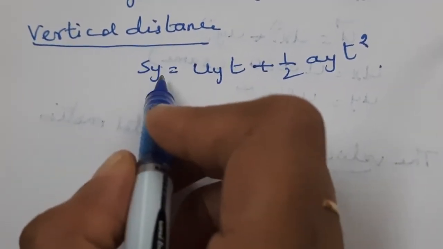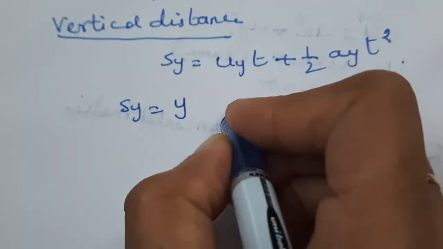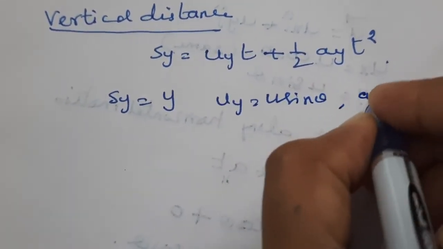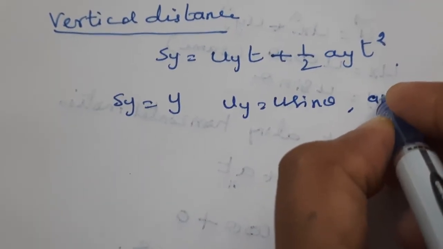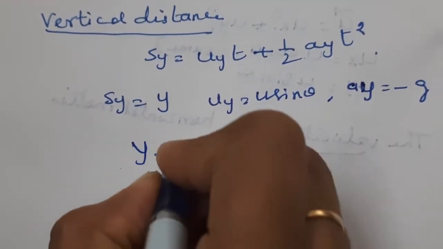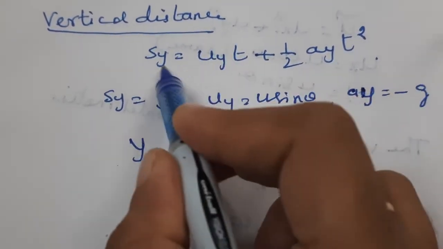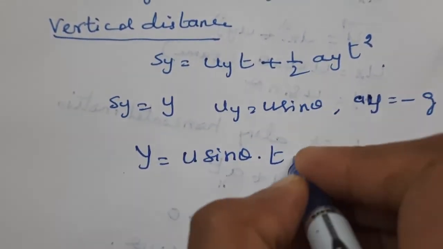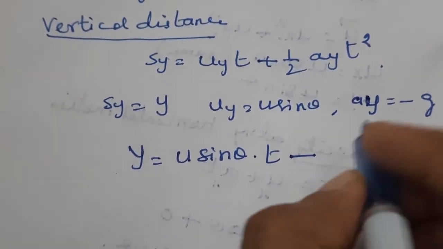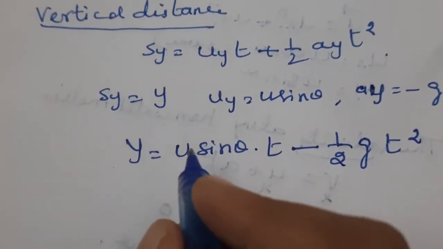So what is Sy? This is the vertical distance travelled. We can consider it as y. Then uy is u sin theta, and ay is equal to minus g. So we can substitute here: y is equal to u sin theta into t plus, here a is equal to minus g, so minus half g t square. This is the vertical distance.